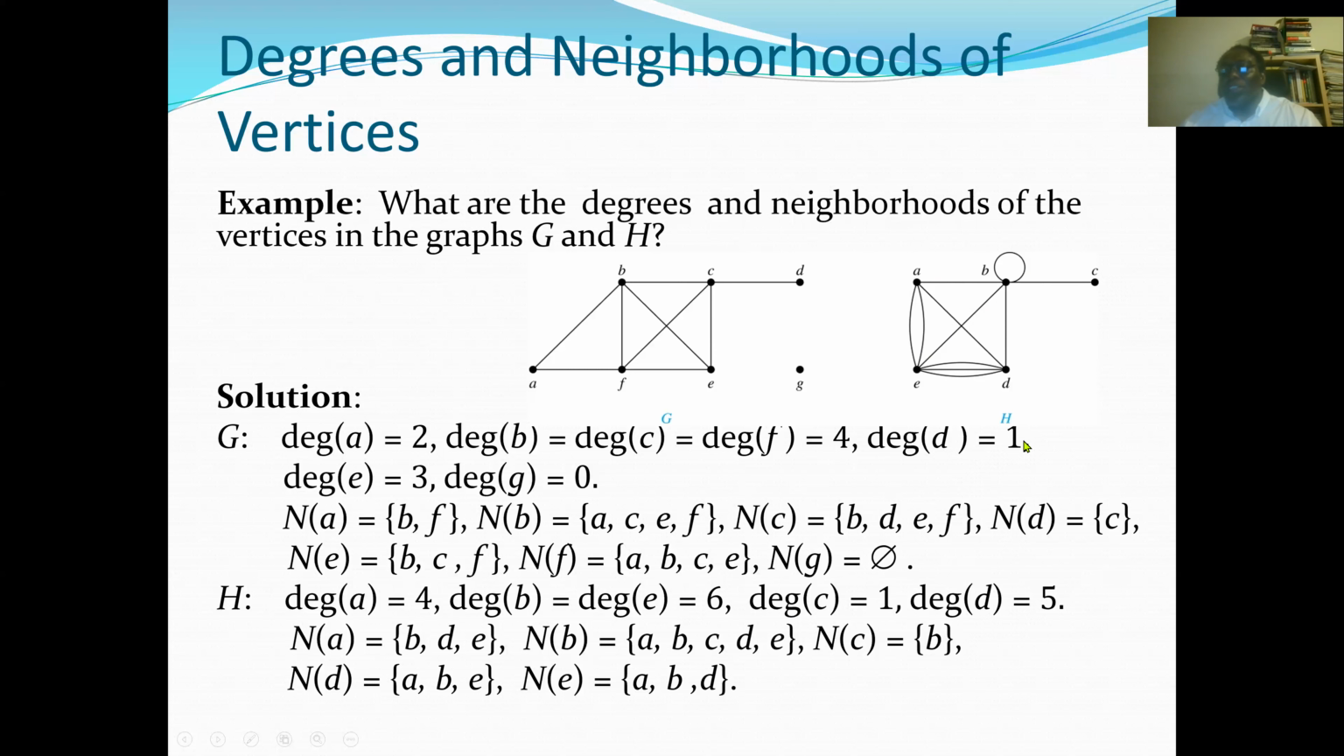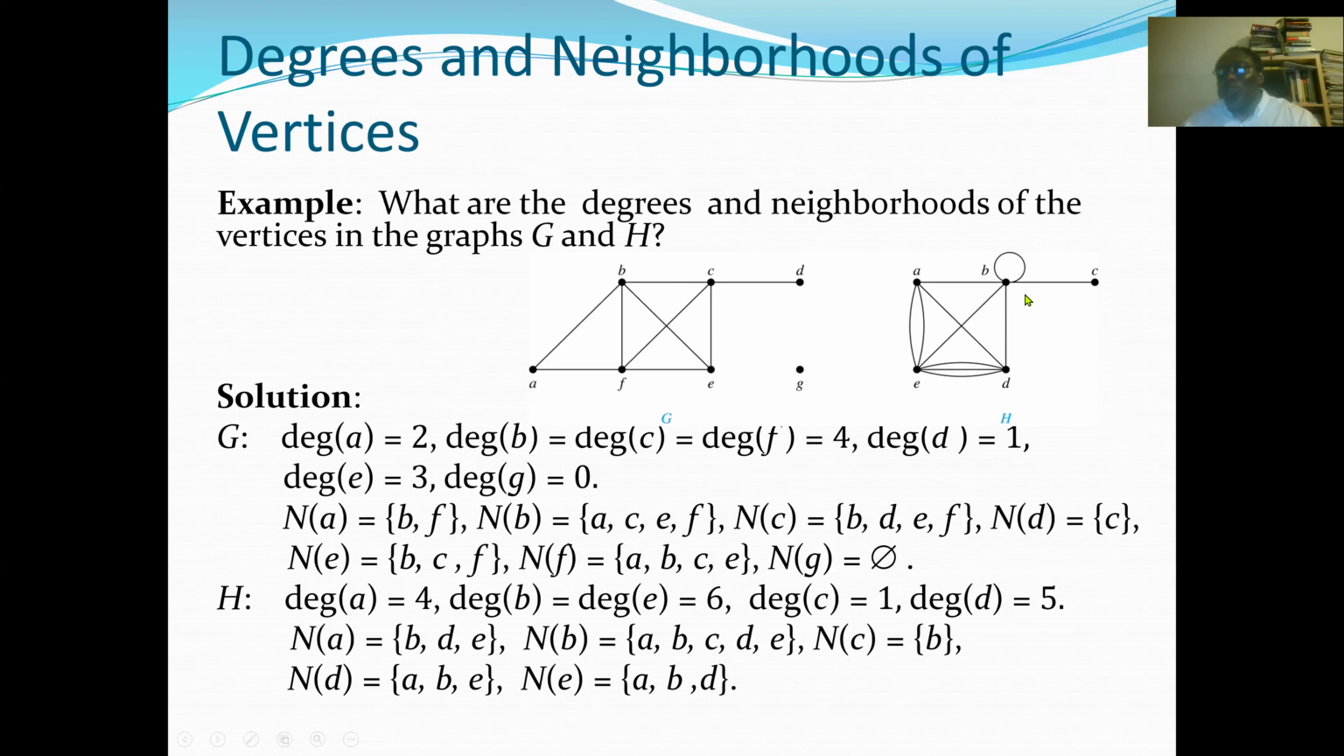The degree of D, we count 1, 2, 3, 4, 5. There's no loop. Actually, we have only one loop, which is at vertex B. Now, if I'm looking for the neighborhood of A, then I'll get E, D, and B, because we can see E connects, D connects, B. So neighborhood of A will be B, D, E.